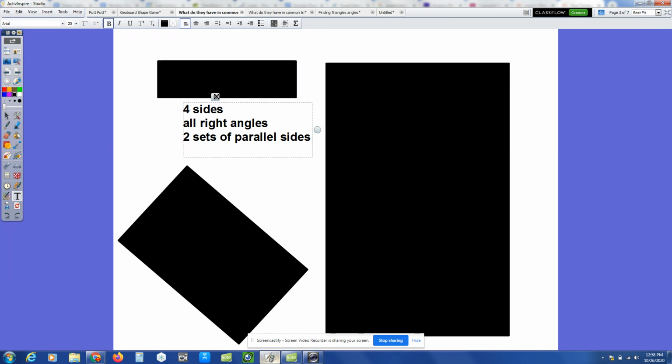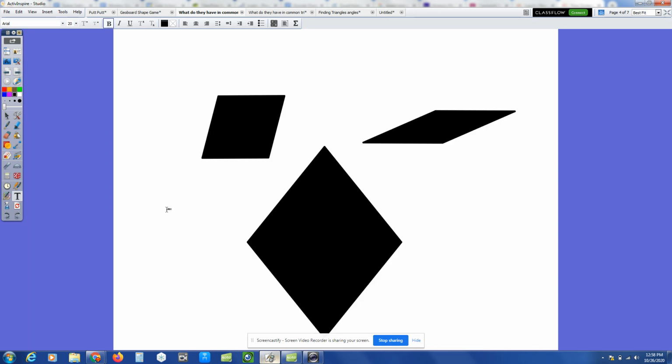All right? So I don't know how we can quite say that. We can say they have two sets of sides that are the same. All right, but all sides are not the same, because this side right here is longer than this side, and this side right here is longer than this side. So that's that one. All right, so four sides, all right angles, and two sets of parallel sides. And the sides do not have to be the same. What do these three have in common?